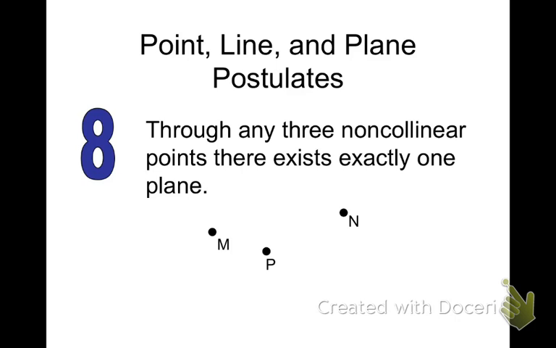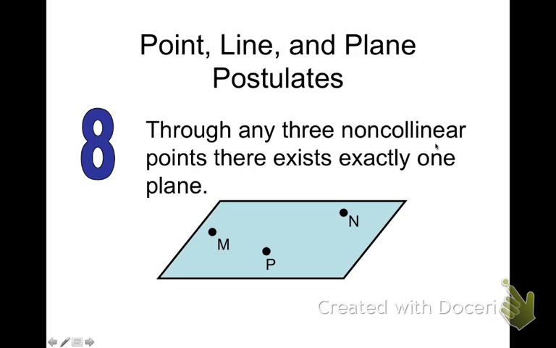Through any 3 noncollinear points, there exists exactly 1 plane. Remember when we talked about naming a plane, we said you needed a minimum of 3 points to name the plane? So when you name the plane, you would call that plane NPN. Okay, so let's think about that.